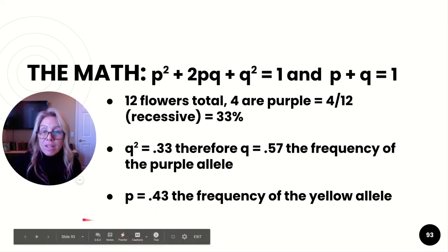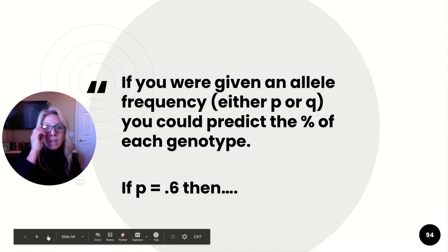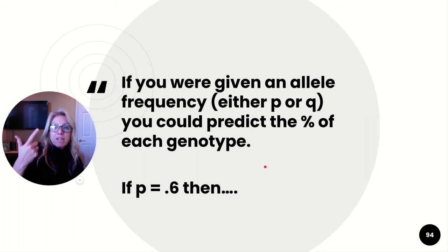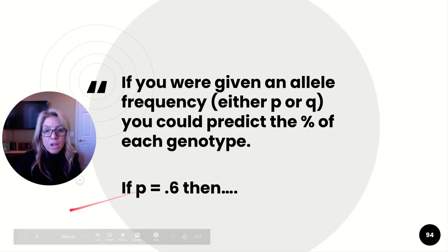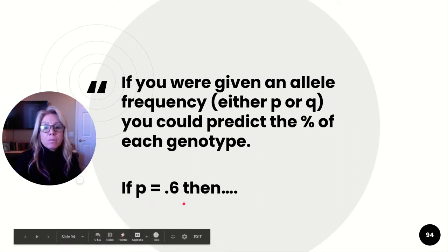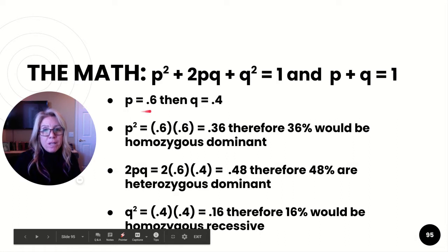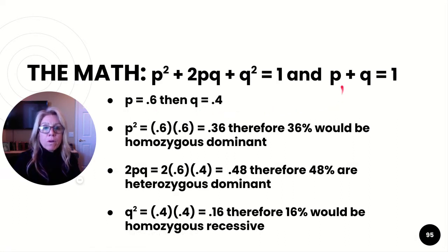And now let me go one step further. If you were given, this would be super easy. If you were just given the allele frequency, either P or Q, you could predict the percentage of each genotype. How many homozygous dominants, heterozygotes, or homozygous recessive? So if P equals 0.6, then what does Q have to be equal to? Did you say 0.4? I hope you did. If P is 0.6, then Q equals 0.4 because P plus Q equals 1. That is our gene pool.